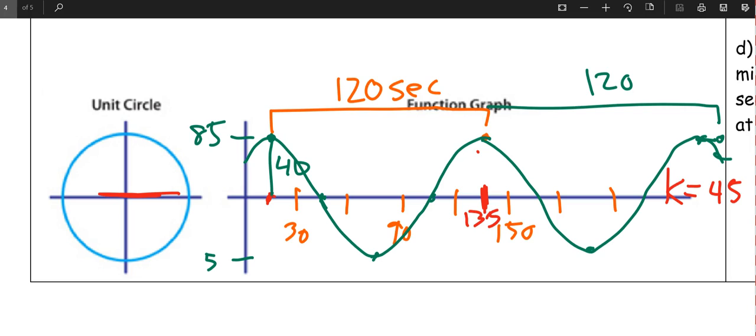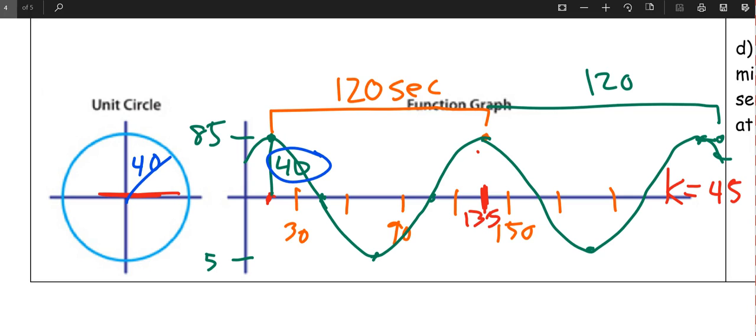I understand you're using an application. What does the amplitude mean for the Ferris wheel? The amplitude somehow matches a part of the Ferris wheel. What part? We can use it to find the maximum height. It's the radius of the Ferris wheel, because we stretched it.